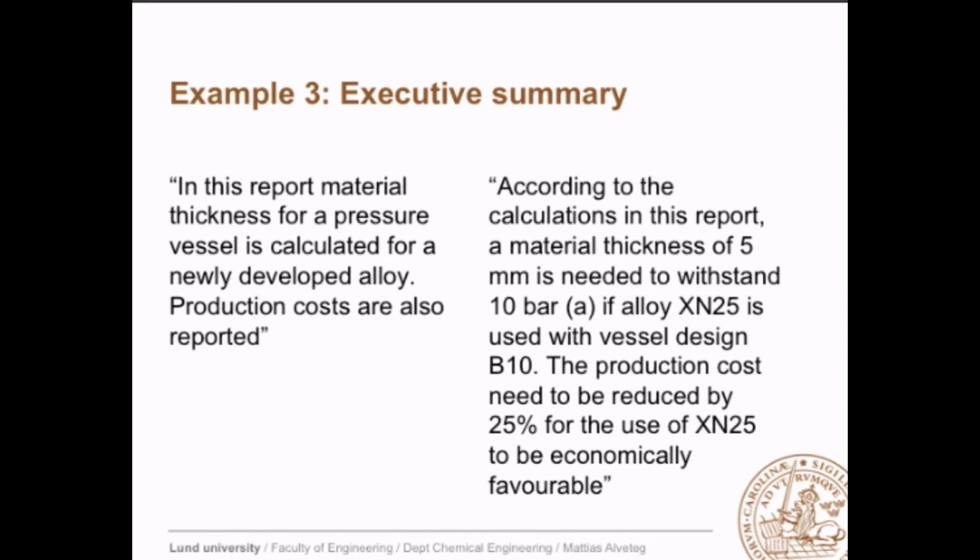Example 3. An excerpt from an executive summary. Compare. In this report, material thickness for a pressure vessel is calculated for a newly developed alloy. Production costs are also reported. With, according to the calculations in this report, a material thickness of 5 mm is needed to withstand 10 bar absolute pressure if alloy XN25 is used with vessel design V10. The production cost need to be reduced by 25% for the use of XN25 to be economically favorable.